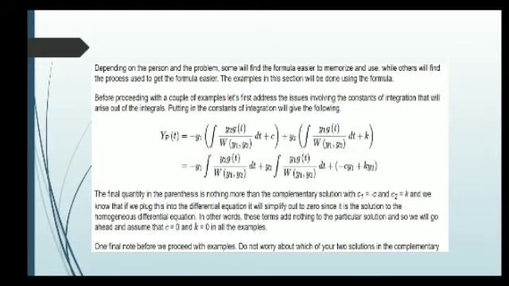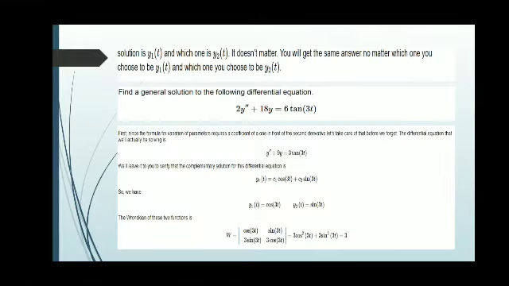Find a general solution to the following differential equation. 2y double prime plus 18y is equal to 6 tan of the quantity 3t. First, since the formula of variation of parameters requires a coefficient of 1 in front of the second derivative, let's take care of that before we forget.